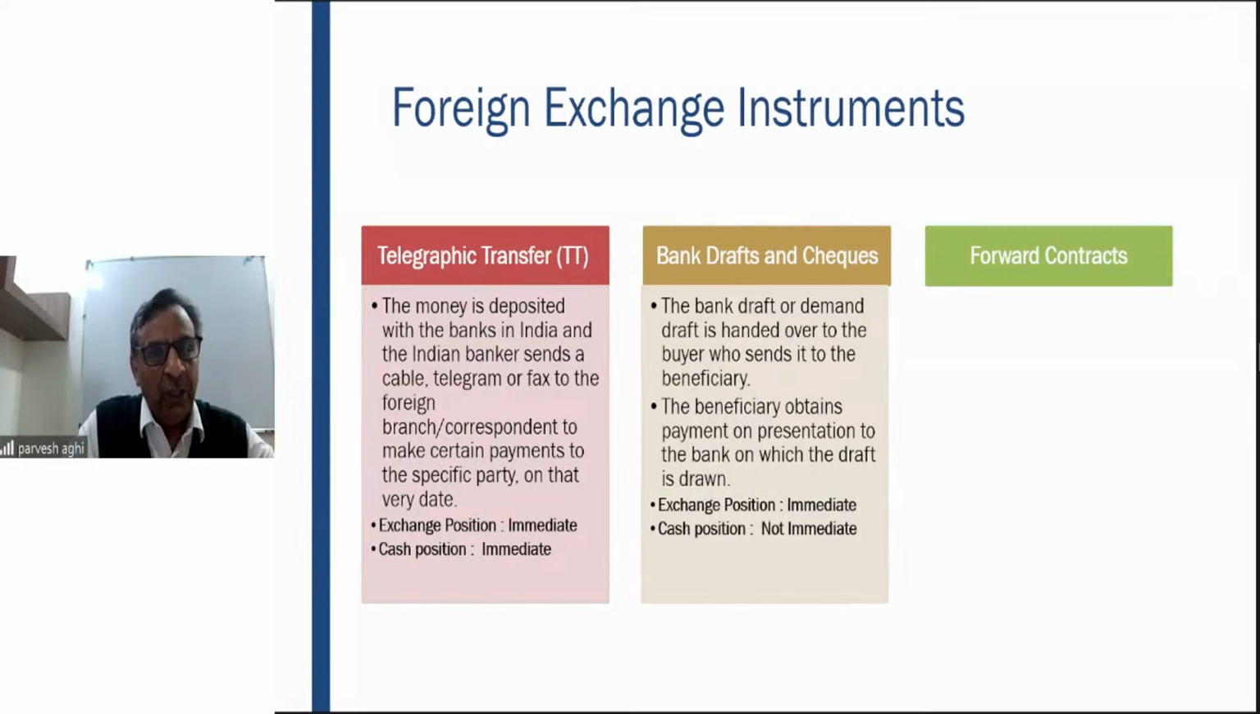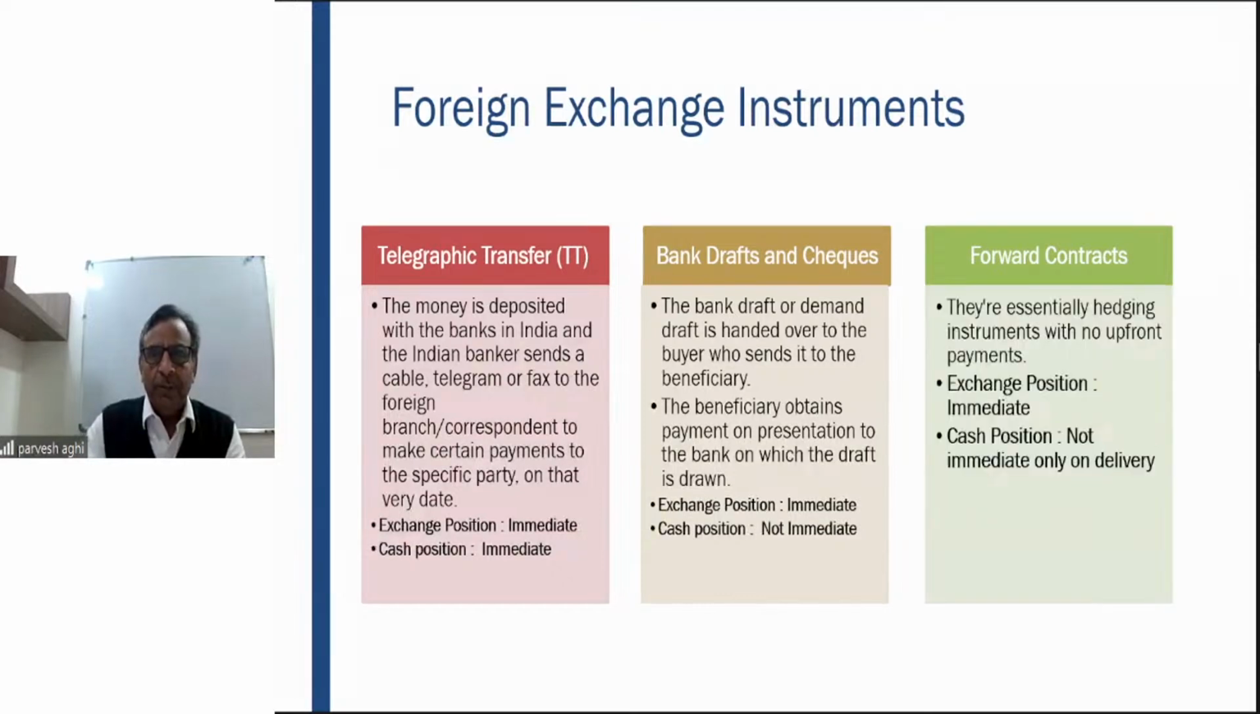So exchange position immediate, cash position not immediate. Suppose a person gets a check or a bank draft issued and sends it to the foreign country, and that person is going to present those checks or bank drafts. That is going to take some time, maybe a week or 10 days or a month. So the exchange position is affected immediately because you have already made a commitment by issuing a bank draft, but your nostro account may not be affected immediately, so your cash position is not affected immediately.